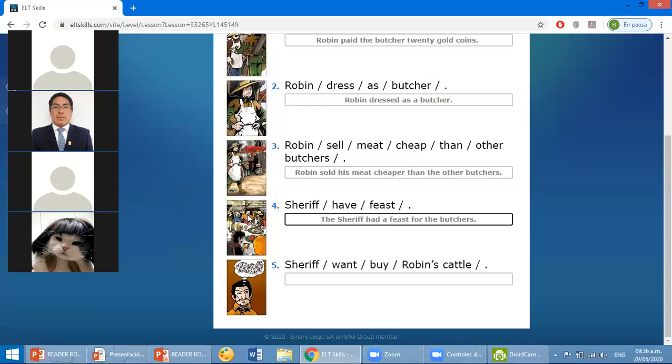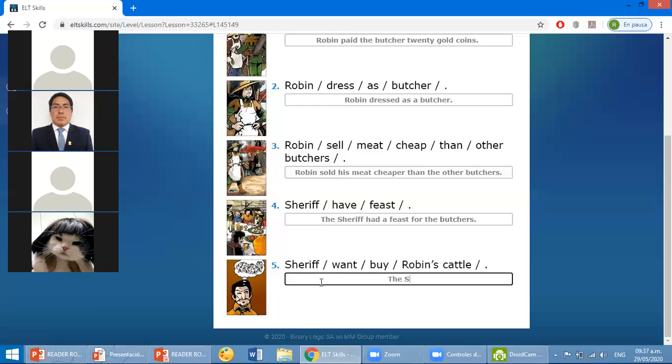Okay, the feast wasn't for all the people in the town, no. It was only for the butchers. Sheriff is with capital letter, no? Yes, you see, sheriff is capital letter. Okay, don't forget this. Capital letter, the sheriff. And finally, he's ambitious, no? The sheriff is very, very ambitious. He loves money more than the other men in England. So he's imagining.